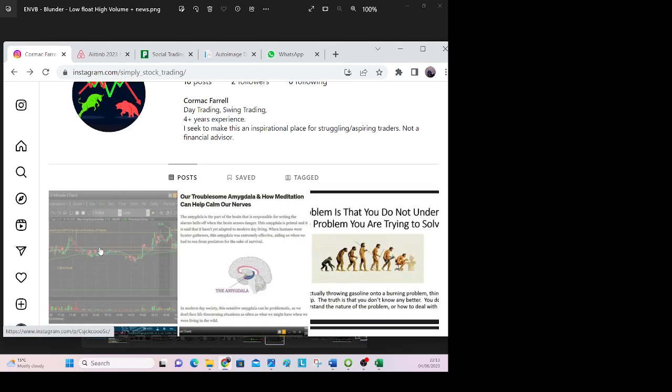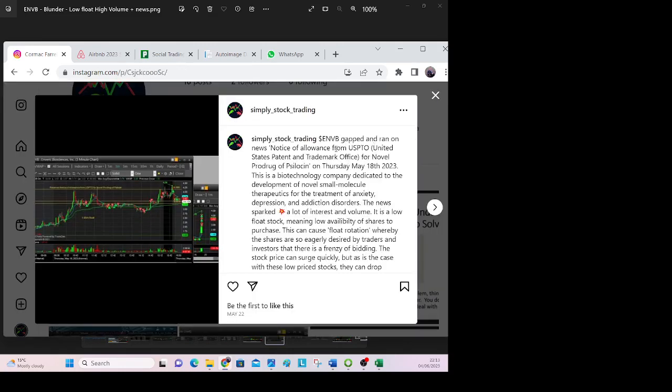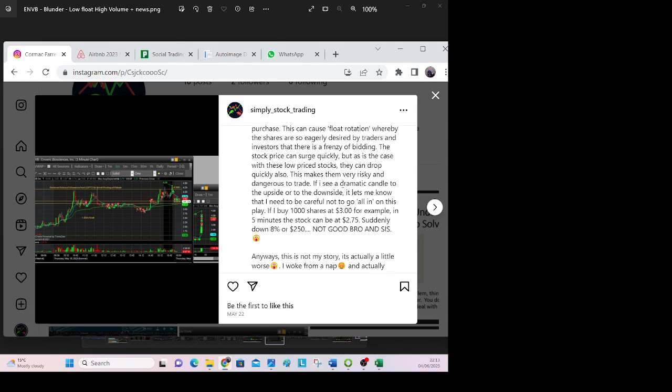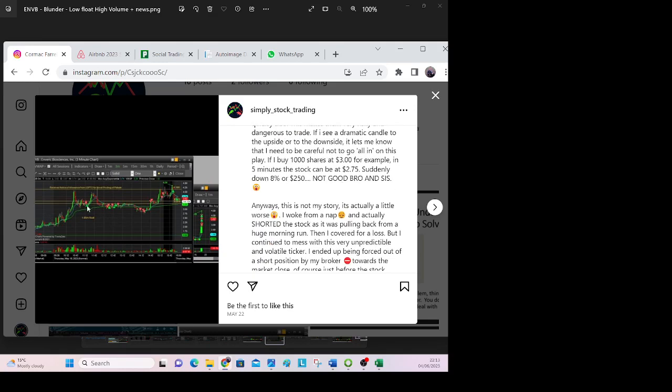Now the ENVB trade is here, and I put in the big spiel about the whole thing. The news sparked a lot of interest and volume. So it's day one, this is the daily chart. It's a low float, and it was high volume. I think that's over 118 million traded on, I don't know, a 2 million float stock. I'm just explaining how risky these are. You've got to know the math in what you're doing before you take positions.